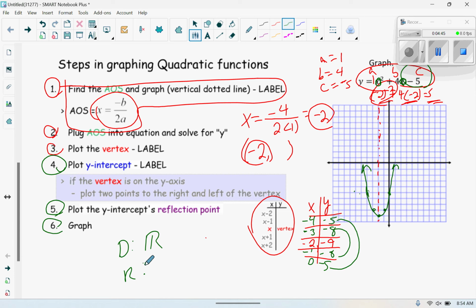And our range, since it's going up, is going to be y is greater than or equal to, and then just like yesterday, we're going to find that lowest point, and that's the y value of our vertex, so y is greater than or equal to -9.